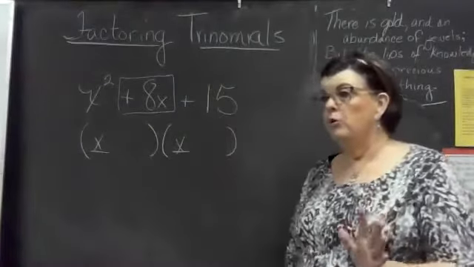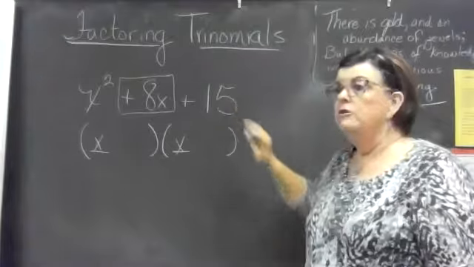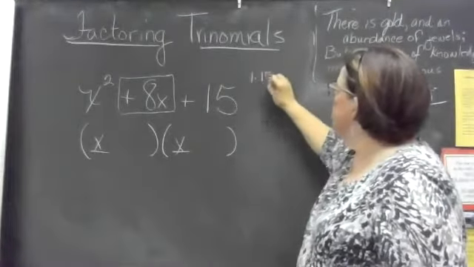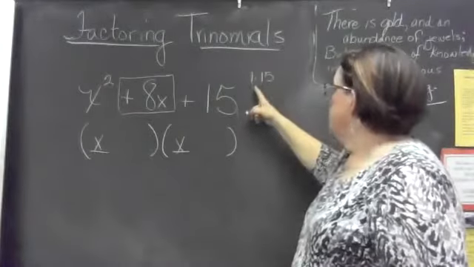Now here's how this part works. I need to list all the factors of 15. So I've got 1 times 15. And remember, we did this yesterday when we were listing everything. So I suggest you go in order.